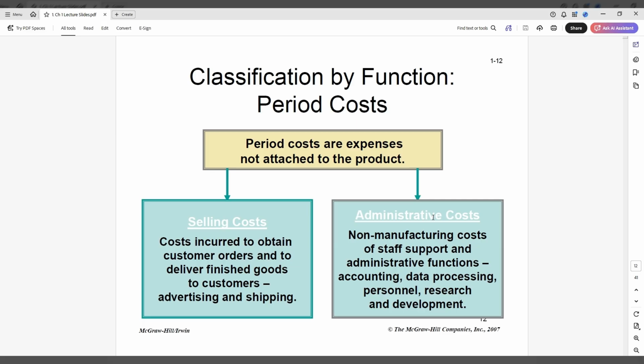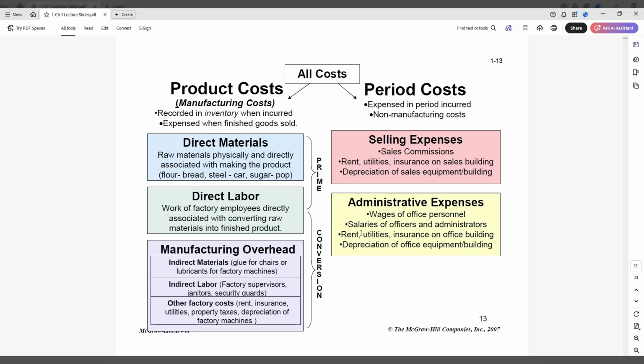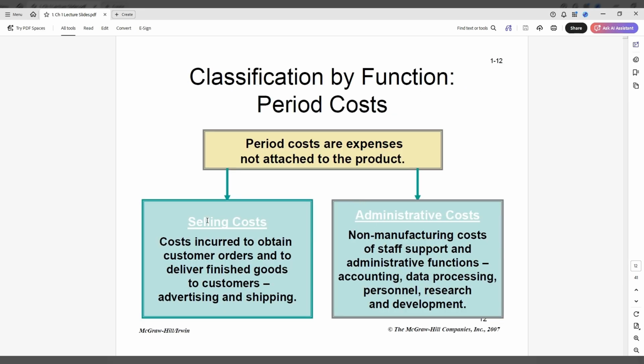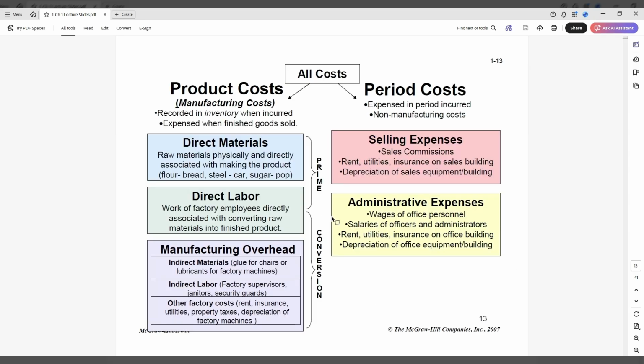And then administrative costs, on the other hand, both of these are period costs, would be things like non-manufacturing staff support, administrative functions, like I just mentioned before, accounting, could be IT department, data processing, HR, research and development. So kind of everything outside of the factory is all this stuff. You can think of the product cost as what happens in the factory.